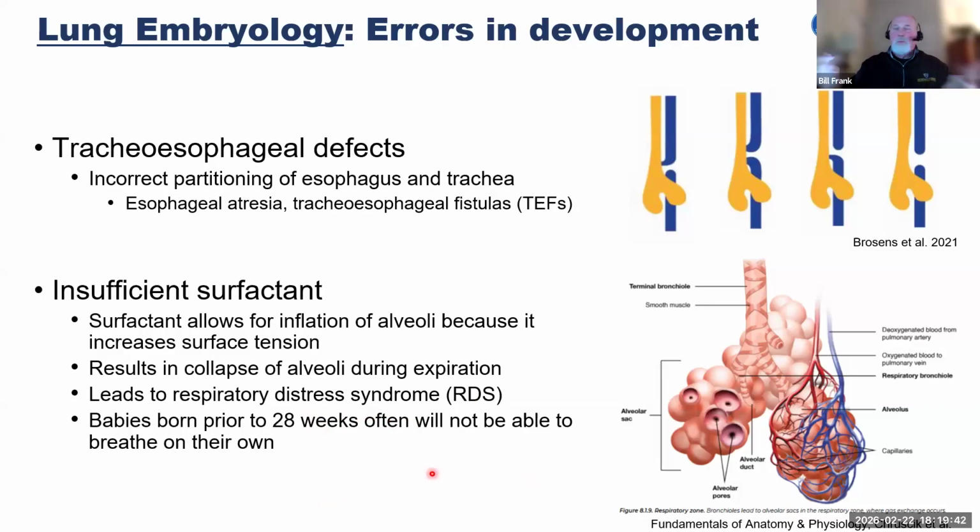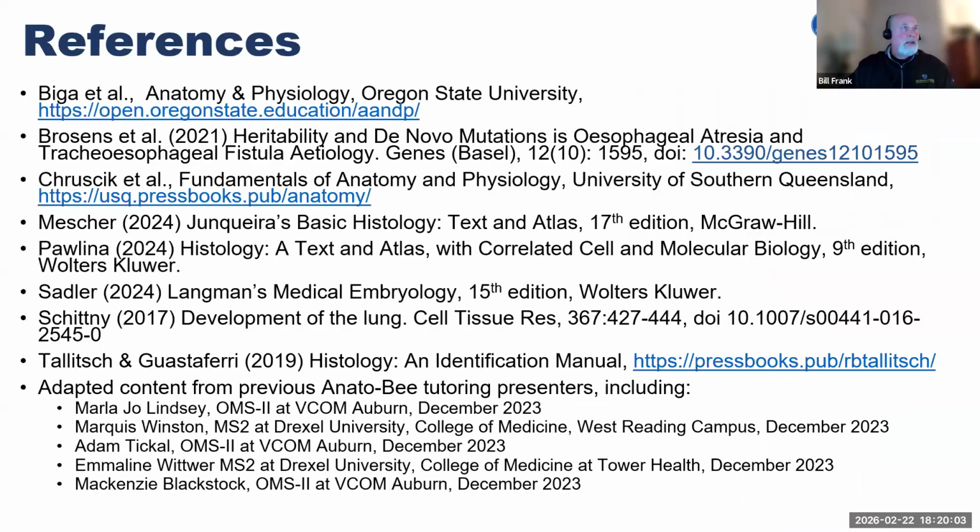So again, what cell type was responsible for creating surfactant? In the chat? All right, we got it. Type 2. Okay, all right. And here are my references.